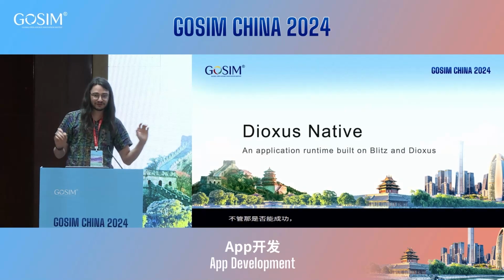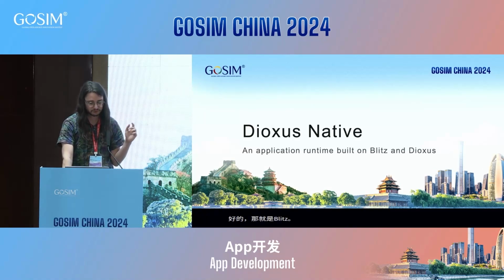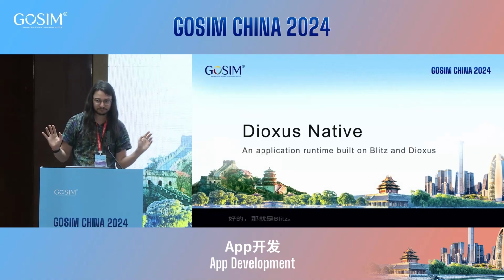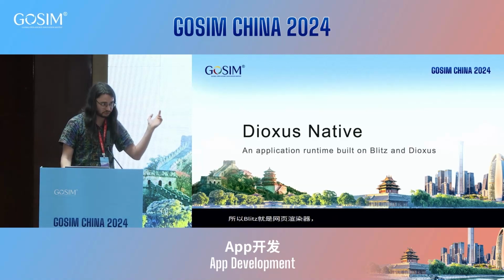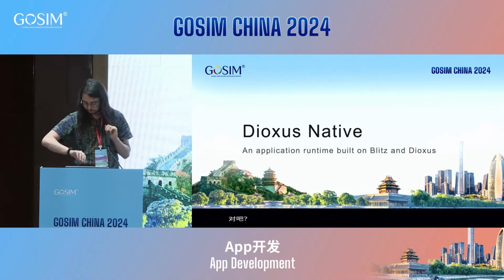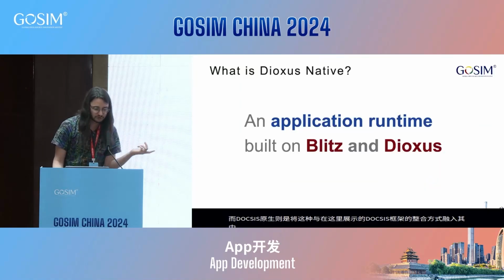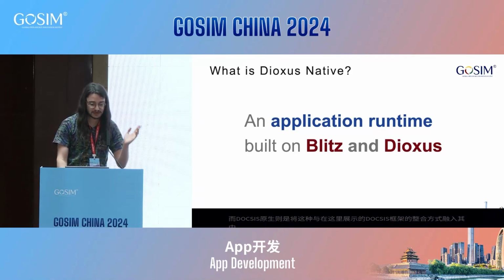Okay, so that was Blitz. And now I have a little bit on Dioxus Native. So Blitz is just the web renderer, right? And Dioxus Native is the integration of that with the Dioxus framework, which you saw earlier. So Dioxus Native is really something that is equivalent to Flutter or React Native or Electron, or these other kinds of frameworks which allow you to build a native app cross-platform.